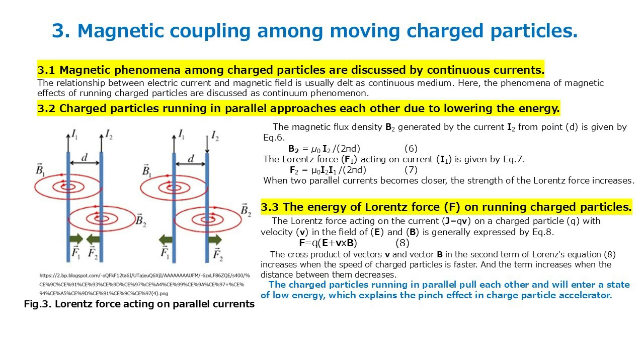The energy of Lorentz force F on running charged particles. The Lorentz force acting on the current J equals QV on a charged particle Q with velocity v in the field of E and B, and is generally expressed by equation 8. The cross product of vector v and vector B, the second term of Lorentz's equation 8, increases when the speed of charged particles is faster. And the term increases when the distance between them decreases. The charged particles running in parallel pull each other and will enter a state of low energy, which explains the pinch effect in charged particle accelerators.